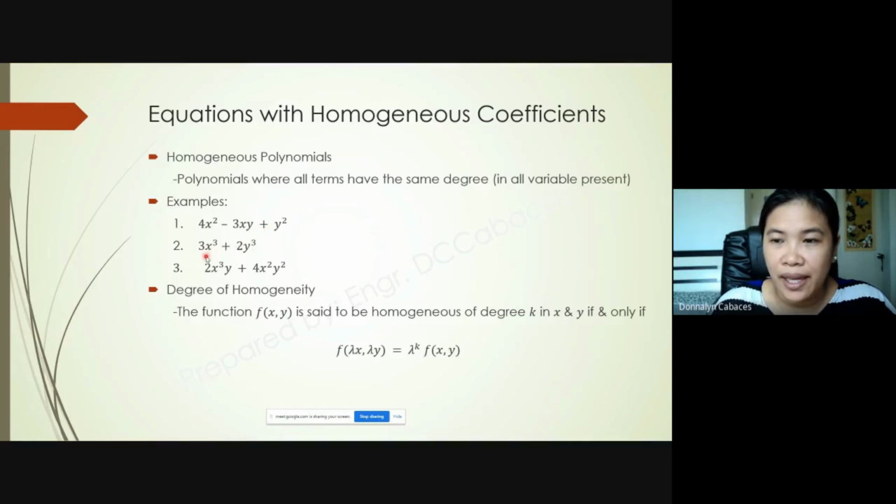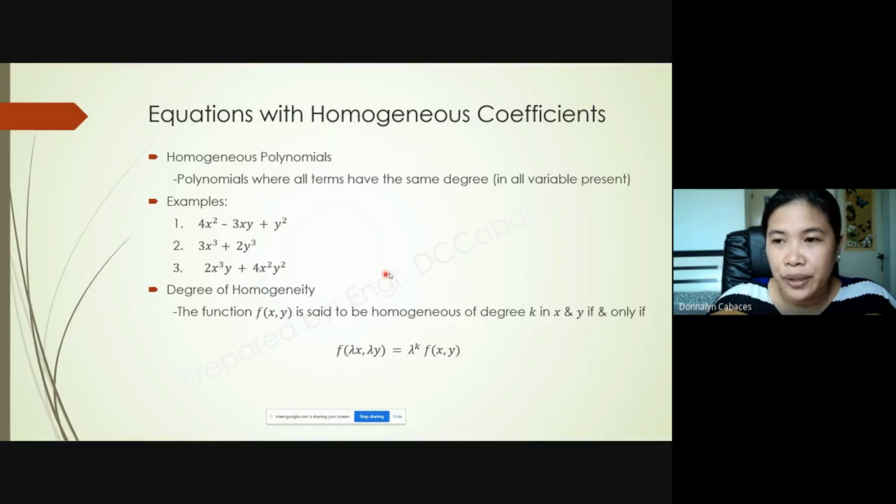Second example, 3x cubed plus 2y cubed. So both of them are of degree 3. On the third example, you have 2x cubed y. This is third degree in x and 1 degree in y, making it 4 degree. And you have second degree in x and second degree in y, making the term also degree 4. So example number 3 is a polynomial of fourth degree or degree 4.